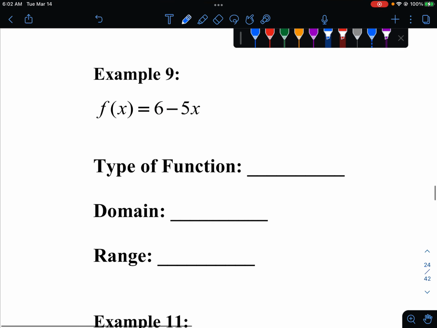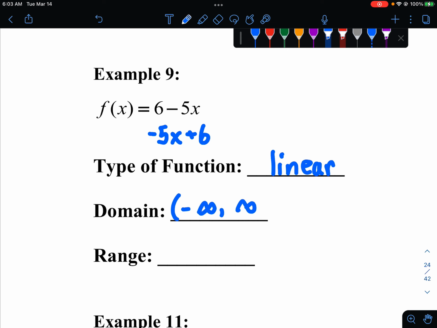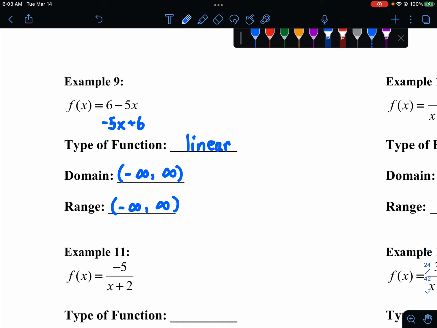Number 9, we just kind of mix this up. But if I write this in standard form, this is just a linear function. It's x to the first power. And again, we already saw linear. That's negative to positive infinity. So sometimes they'll try to confuse you with the form, but that is strictly linear.